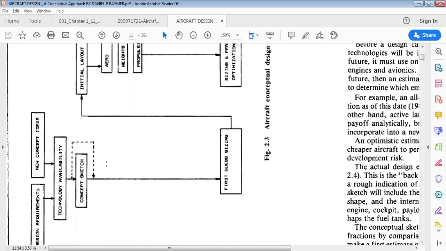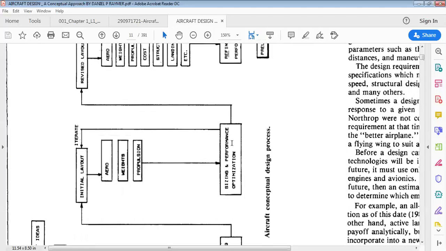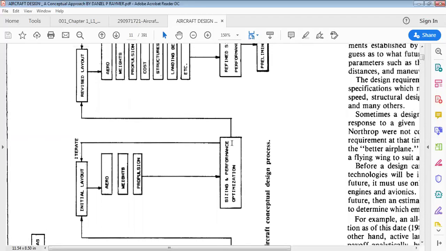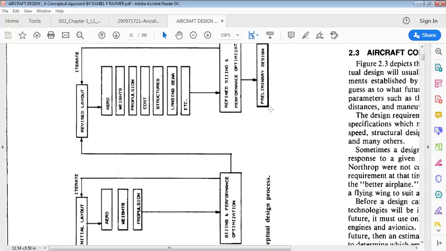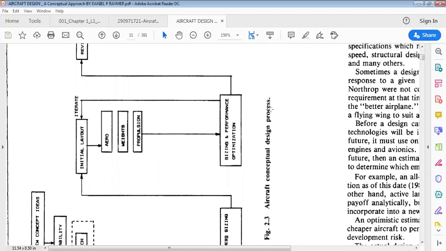Then the concept sketch, and this is the first guess sizing. After that, I do the first guess sizing. Once it's done, we go for an initial layout, that is aerodynamics, weights, propulsion, sizing, performance, and optimization. Then the revised layout: aerodynamics, weights, propulsion, cost, structures, landing gear, etc. Once it's done, we make a refined sizing and performance optimization. After that, we enter the preliminary design process. This completely gives rise to what? The conceptual design process. Once all this is complete, only then do I go for the aircraft conceptual design.